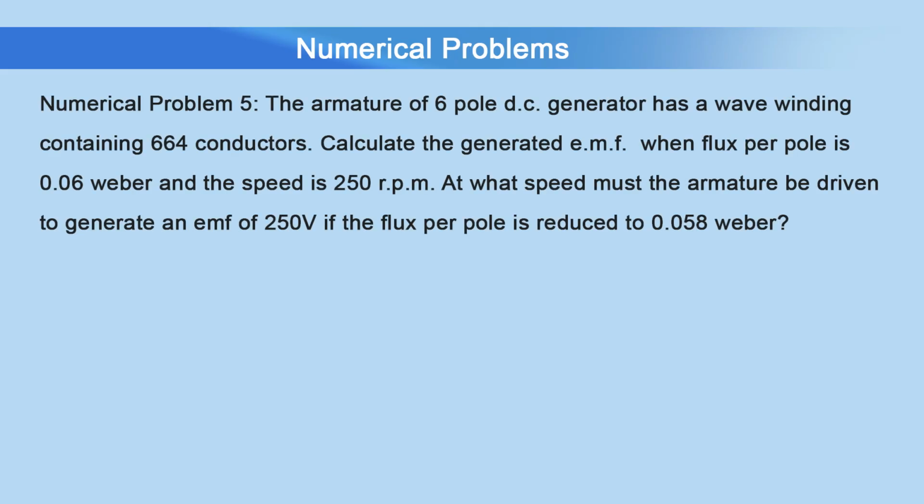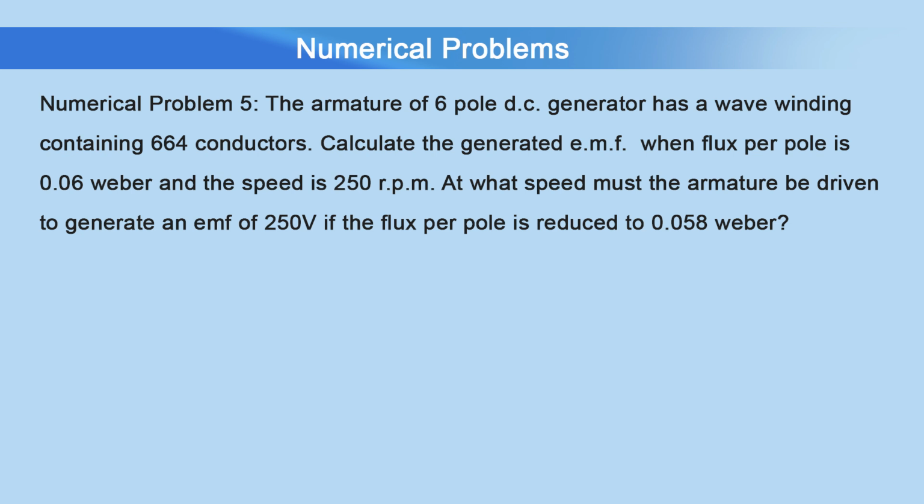Let us see some more numericals based on this EMF equation, torque equation, and power of the DC machine. So let us see the next problem. The armature of 6-pole DC generator has a wave winding containing 664 conductors. Calculate the EMF generated when the flux per pole is 0.06 Weber and the speed of the machine is 250 RPM. At what speed must the armature be driven to generate an EMF of 250 volt if flux per pole is reduced to 0.058 Weber.